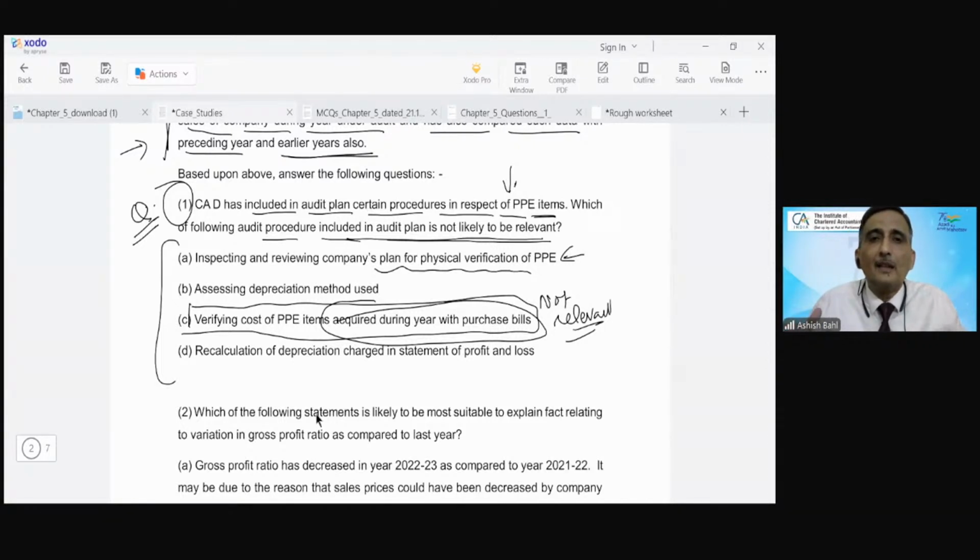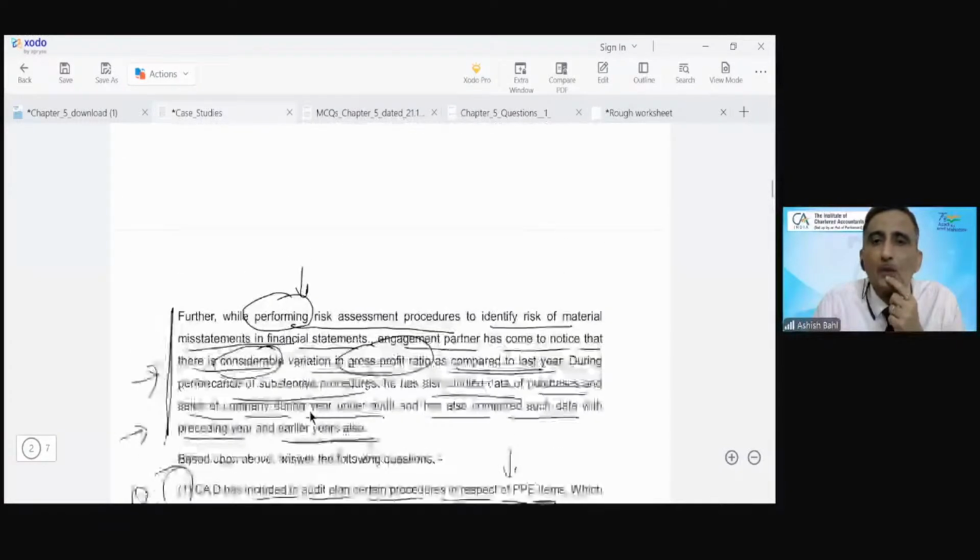So look how simple it was. It was like a KG type question, a nursery type of question. But still you failed to apply your mind because you are not reading things carefully. You are not in the habit of reading things carefully. Yes. And now question number 2.